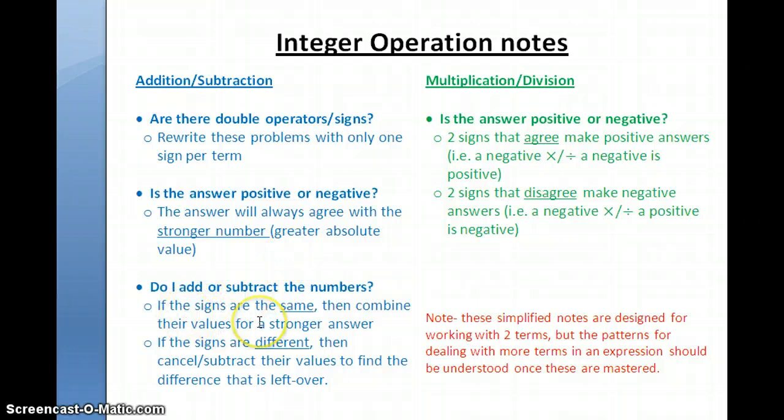When the signs are the same, so when we had two positives or two negatives, we combined the values to get more positive or more negative. And if the two signs were different, so when you have a positive working against a negative, they cancel each other, or basically you subtract them to find a difference, and you're looking for how much is left over. Good luck working with your addition and subtraction of integers.